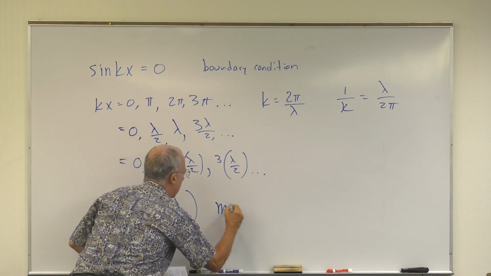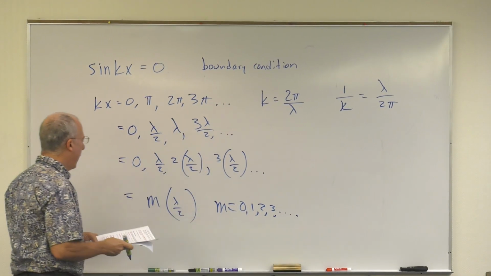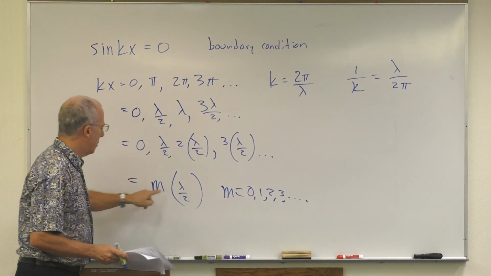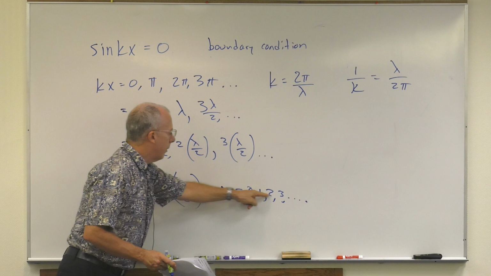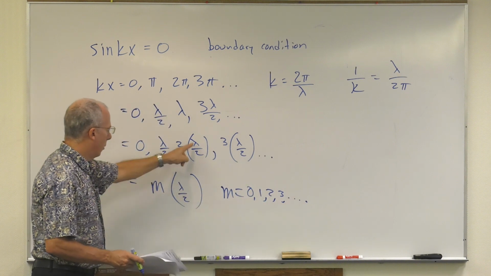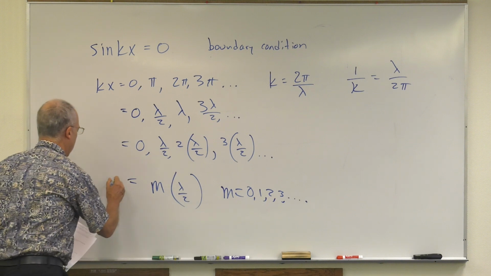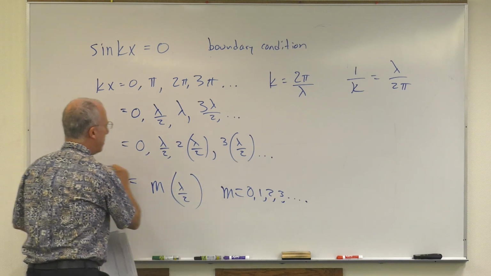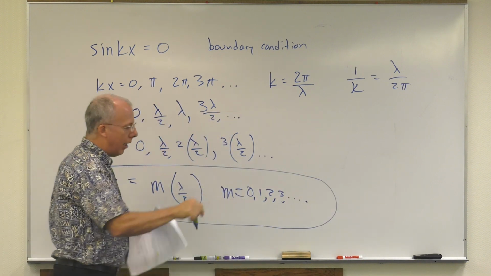So m is 0, 1, 2, 3, and so on. This is just a shortcut way of writing this, right? If m is 0, we get 0. If m is 1, we get 1 times lambda over 2. If m is 2, we get 2 times lambda over 2. If m is 3, we get 3 lambda over 2. So this is just a nice, convenient way of writing it. These are the positions where there's no oscillation.